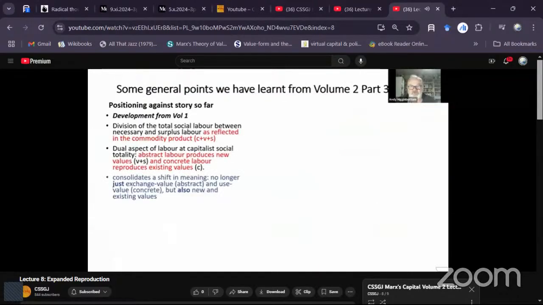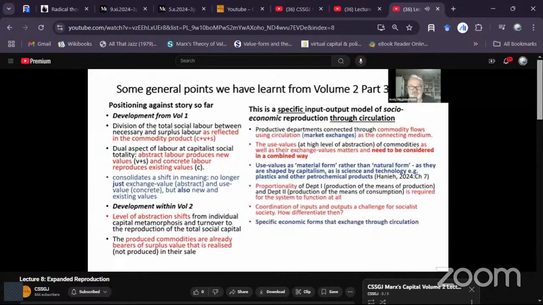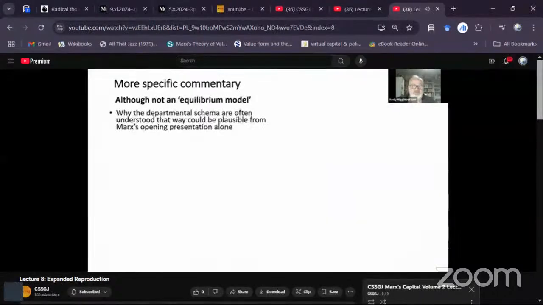Okay, these points we've learned from volume 2. I will go through these very quickly. The really important point is the second one here, right? This is an abstract model, but it is an abstract model of capitalism. That's the limit of the abstraction, it's the capitalist system, because all the time it's not just about reproduction, it's about how money is involved in the processes of reproduction. Okay, so it's specific, and all the anarchic elements which come out are related to this connection between the movement of commodities and the role that money plays in their circulation.